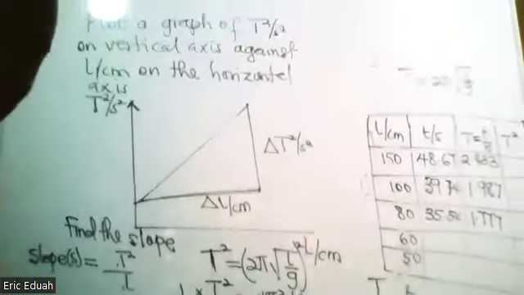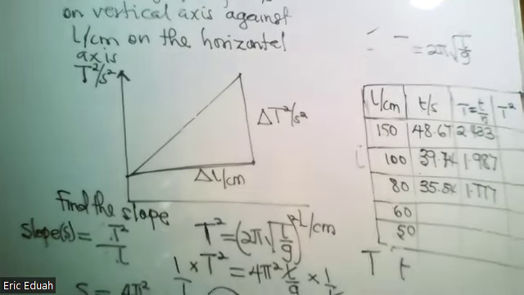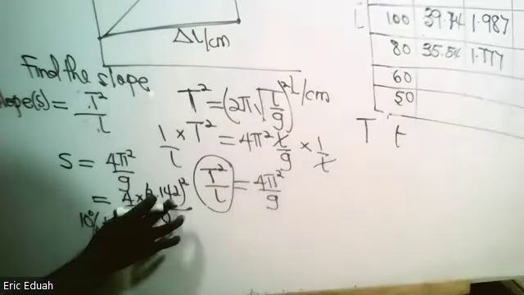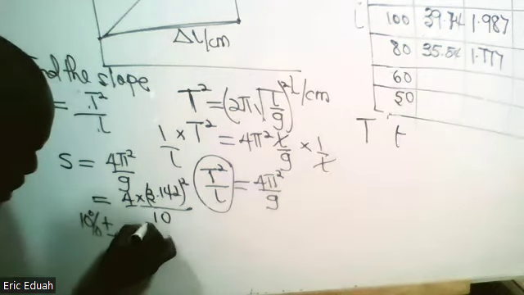Usually, because this is practicals, the value of the slope must be equal to plus or minus 10% of this. Determine this for me: 4 times 3.142 squared, divided by 10, and then give me the final result. 3.95.